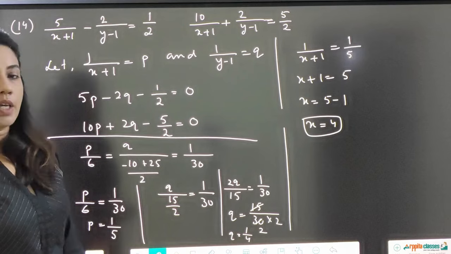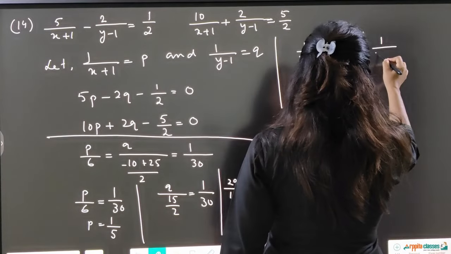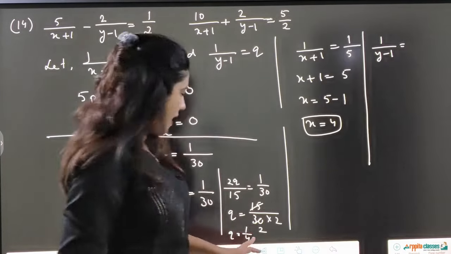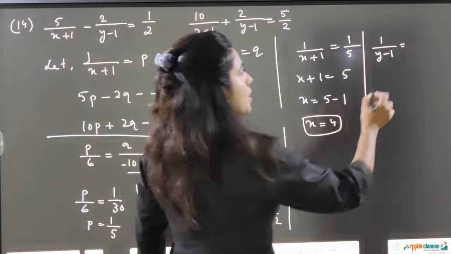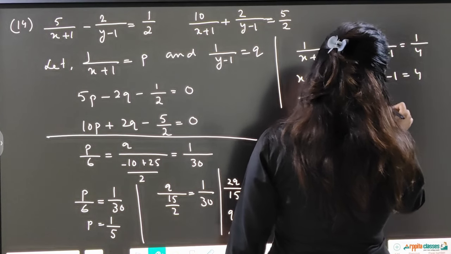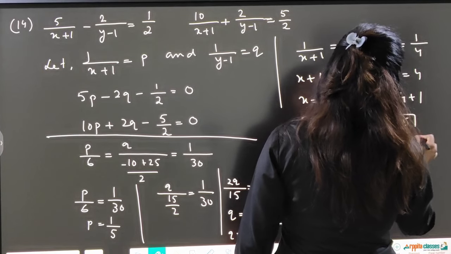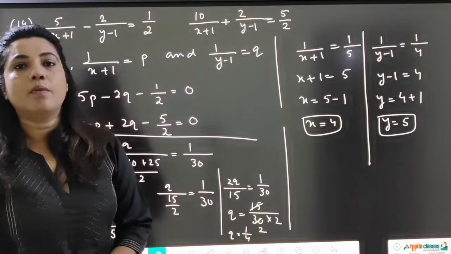Now we'll substitute for q as well. q is 1 upon y minus 1. So 1 upon y minus 1 is q, and the value for q is 1 upon 4. So we put it here, 1 upon 4. So y minus 1 is 4. y is equal to 4 plus 1, that is the value of y is 5. So the value of x is 4 and y is 5.